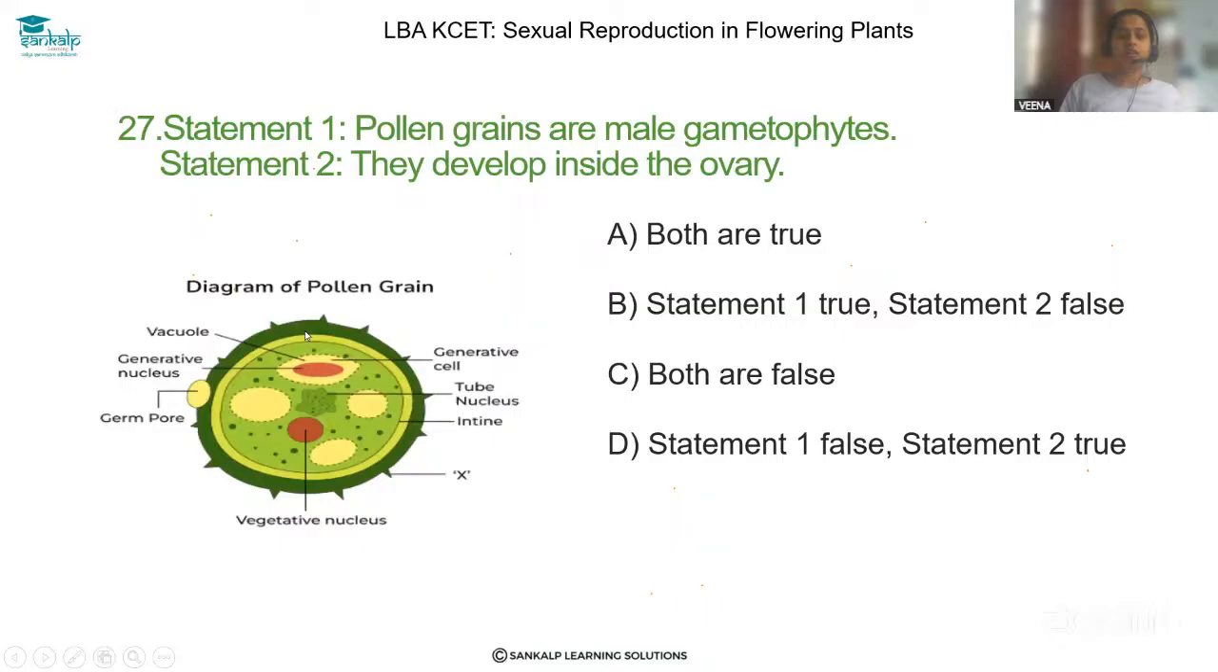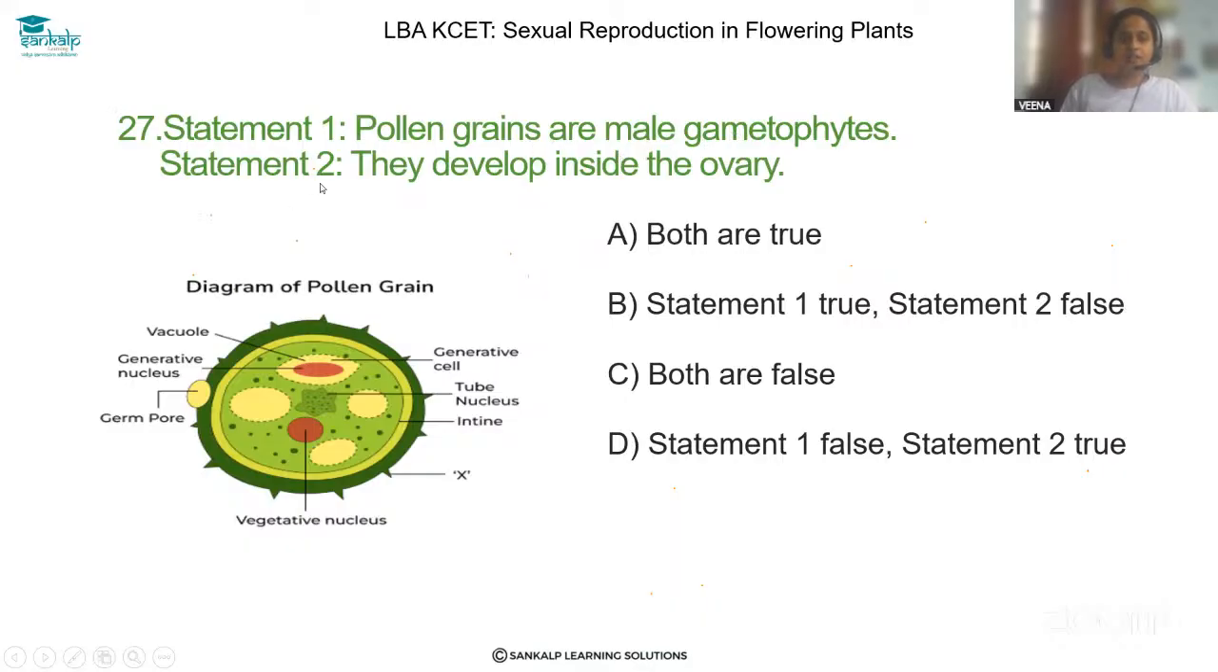Let's solve the 27th question. Statement 1. Pollen grains are male gametophyte. Statement 2. They develop inside the ovary. Dear children, please read the questions or statements properly and understand them. See, pollen grains are male gametophyte. Is that true? Yes. Pollen grains are male gametophyte developing from the anther.